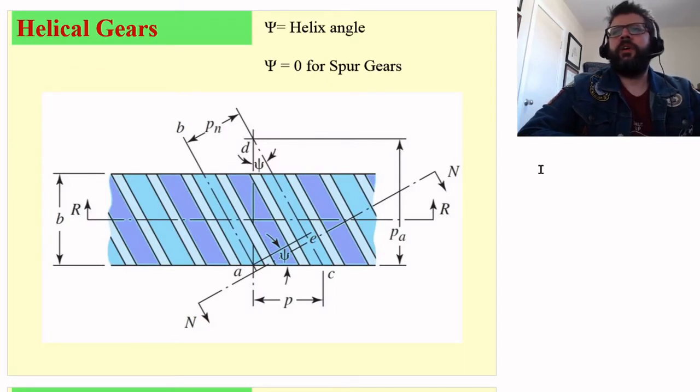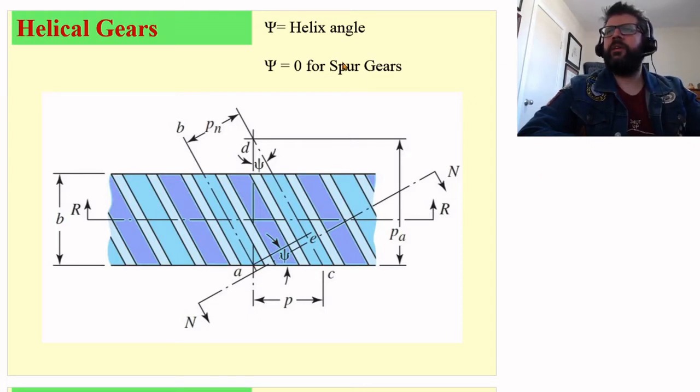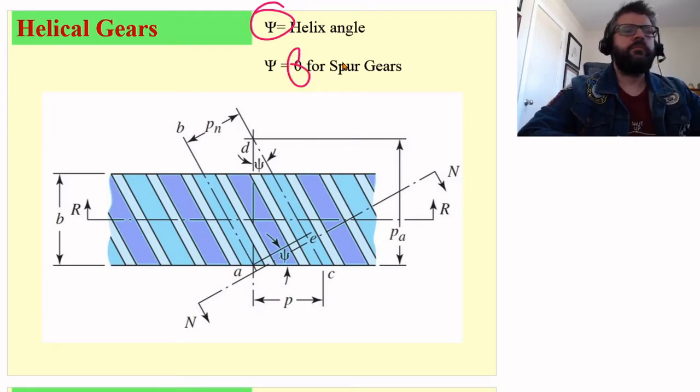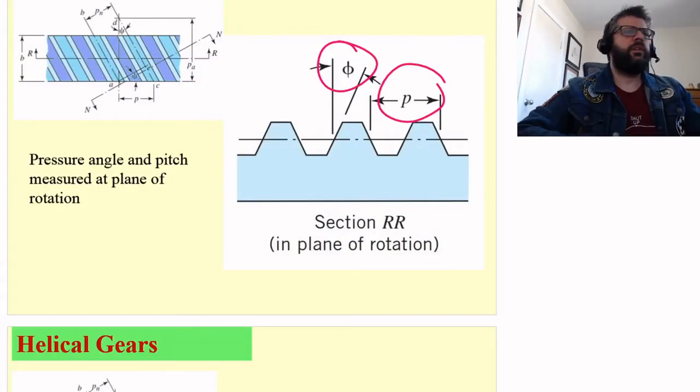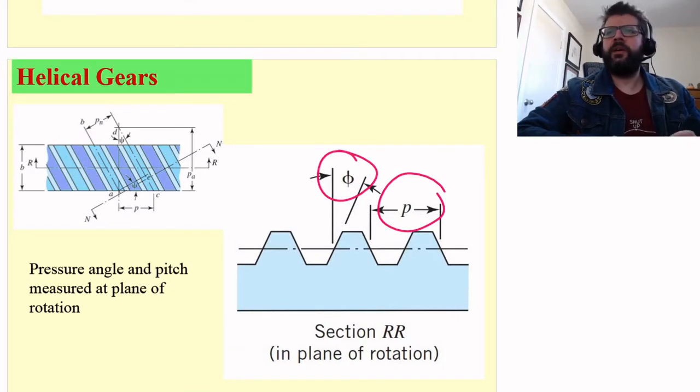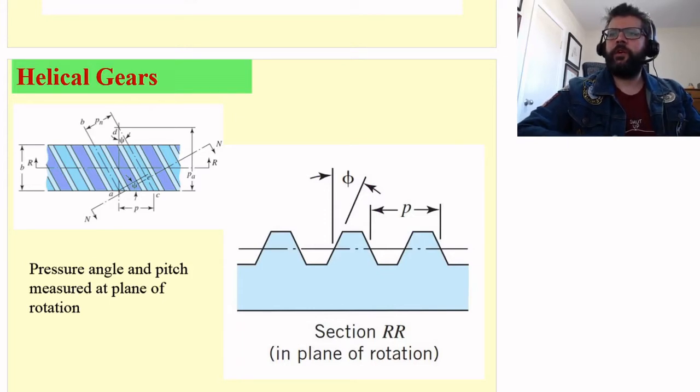So for a bit of a diagram, we're going to be cutting it at a particular angle. We're denoting that by our psi here. So psi is our helix angle. Obviously, for spur gears it is 0. So looking at the two different cross sections, we've got the cross section. This one is what we would get if we slice. This is the section RR, so it's associated with this line right here.